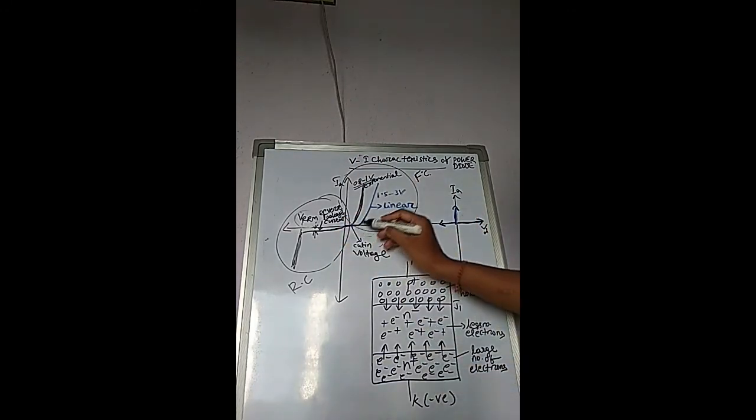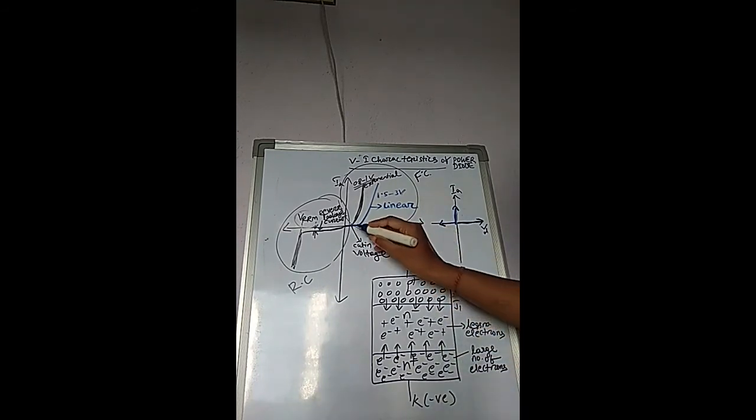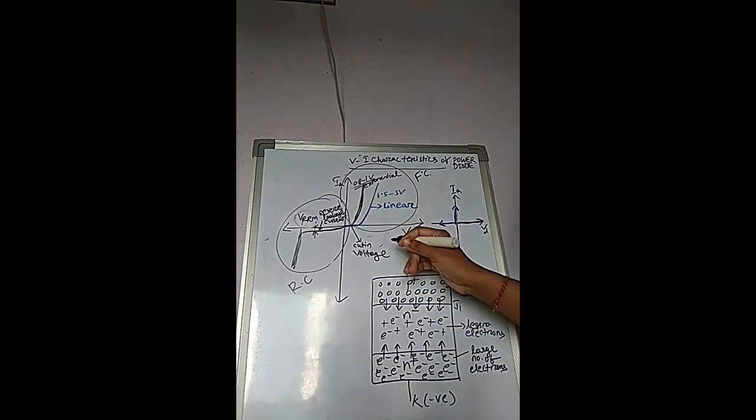See, this blue line is for the power diode. What is this meaning? In the power diode the voltage rating is greater. Normally signal diode voltage rating is let's say 15 volt. But in case of power diode the voltage rating is of higher level, that is in the form of few kilovolt. Let it be 3 to 5 kilovolt.